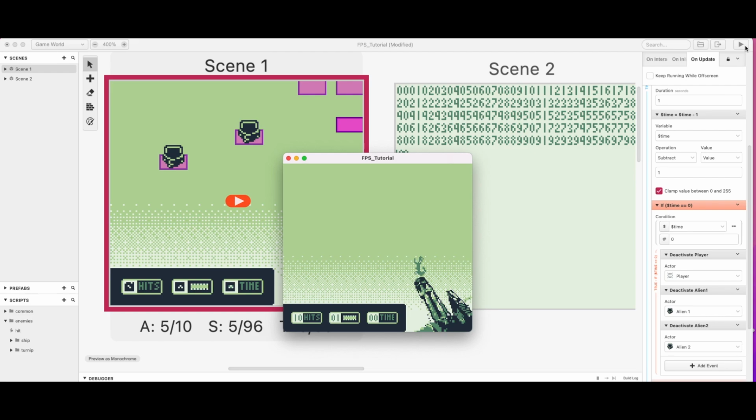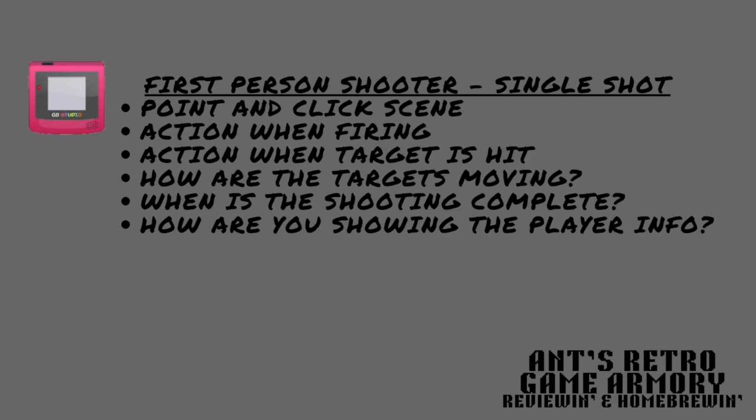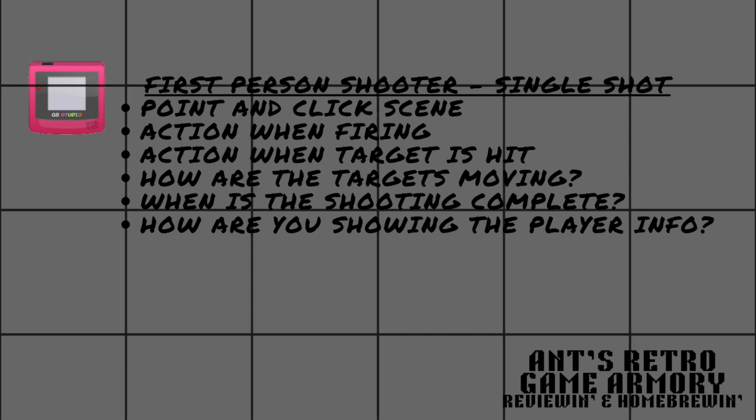Alright, so I got 10 hits. I did not run out of ammo. My time ran out, but that's pretty much how you make a single shot first person shooter. Definitely think about those 6 things once you get this started. And there's probably other ways to do these things. This is just the way I do it. But those are really the principles of it, and that's really how you do it. I may make a part 2 on kind of automatic firing. I haven't decided that yet.